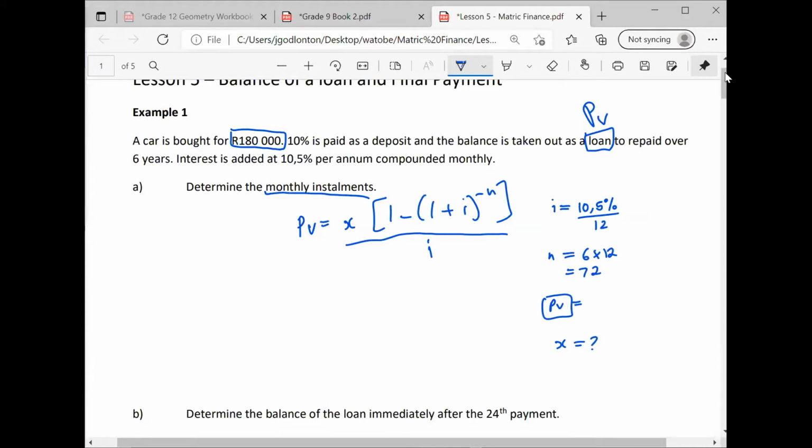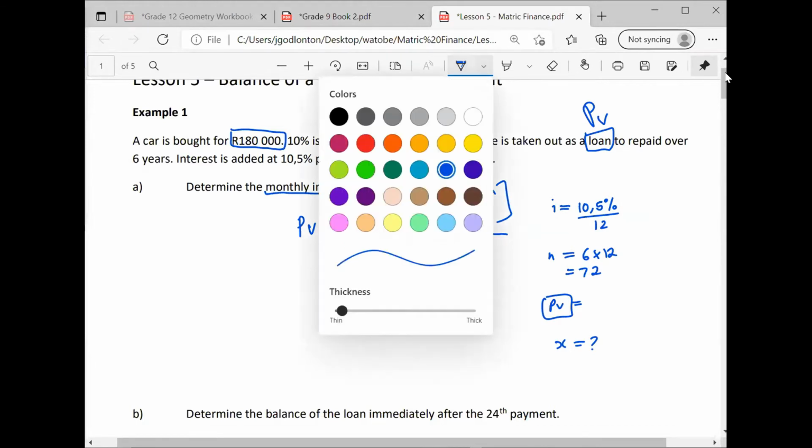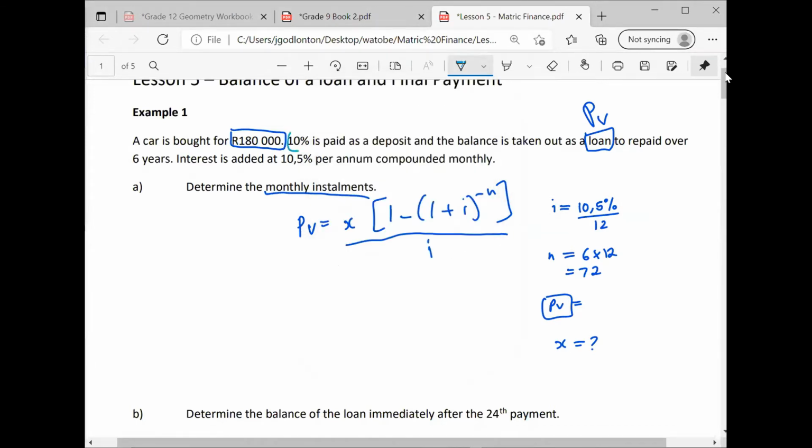So you should be happy with what I've written up on the right-hand side so far. We found our N value. We've got our interest. And I haven't put my 180,000 as my present value because I first have to take into account this 10% deposit. So that's my little hint to you.